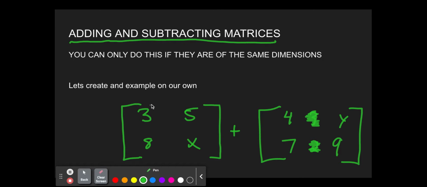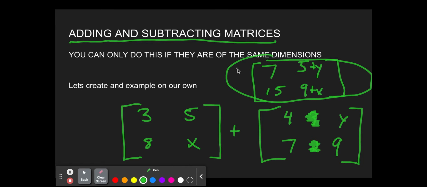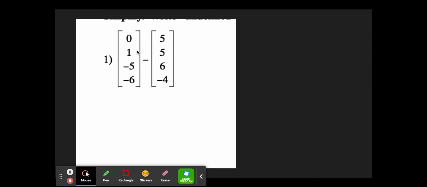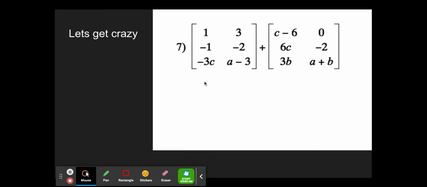And then you'd kind of suspect what happens here. You're just going to add things that are in the same place. So 3 plus 4 is 7. 5 plus y is 5 plus y. 8 plus 7 is 15. 9 plus x is 9 plus x. And that's the new 2 by 2. So that's how adding and subtracting are going to work. They're very straightforward. There are some examples in here that I'd recommend you give a shot.